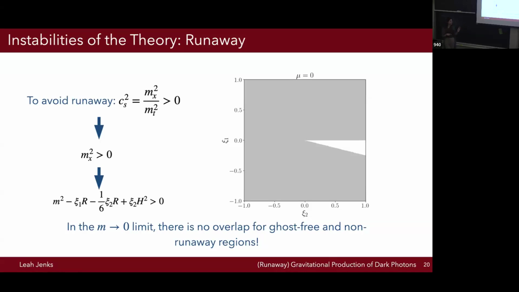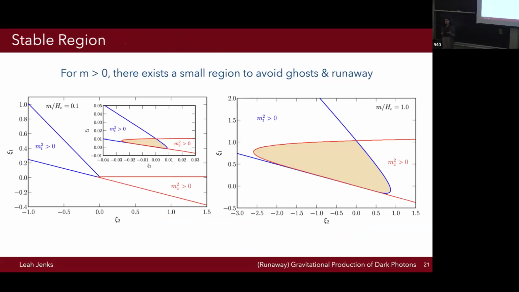Fortunately, this limit is just for some intuition. We want to turn on this mass and see what that can look like. Fortunately, there is a region where we can avoid both these ghosts and the runaway. As you turn up the mass, there is a small overlap in these two triangles where we can avoid both of these problems. Here, for example, m over H_e is 0.1, and there's a very small region of overlap that is shown in more detail in this inset. So again, this is ghost-free, and this is runaway-free, and there's some small overlapping region.